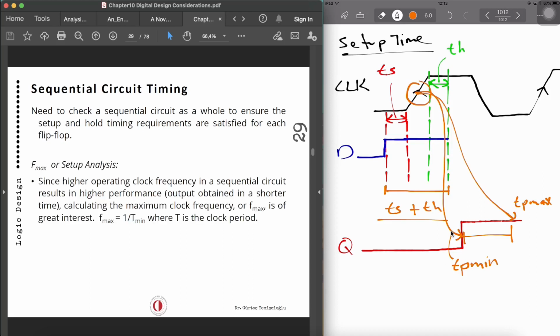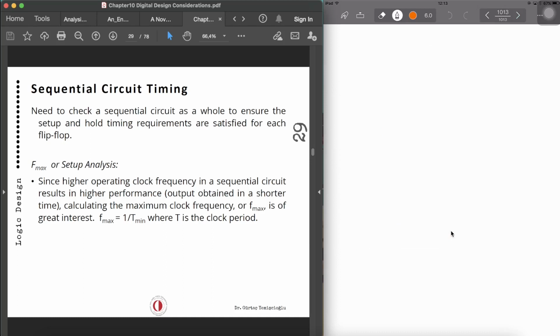One of the important analyses is the setup analysis, or what we call the maximum frequency, F max. As we operate in a higher clock frequency, it results in higher performance, so faster switching, and we can obtain the outputs in a shorter time. In order to calculate the maximum clock frequency, F max is given with an equation with the T min. So the minimum period is actually giving us the maximum frequency.